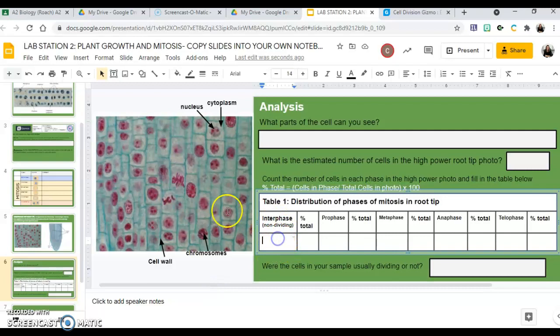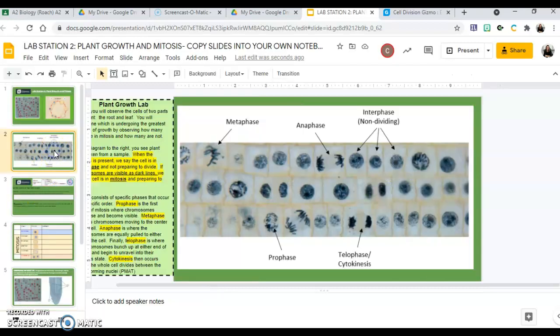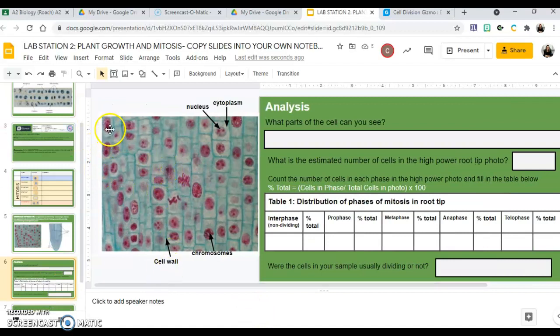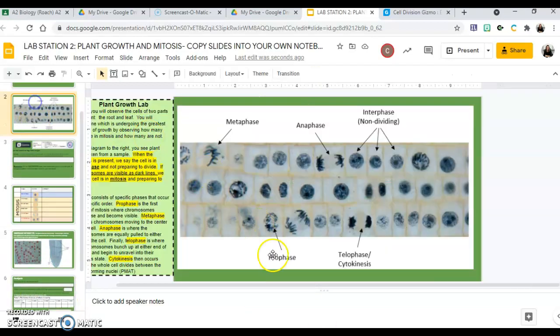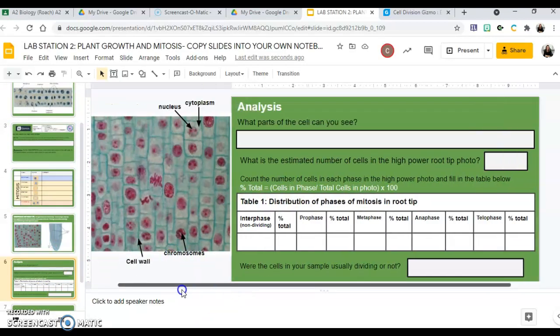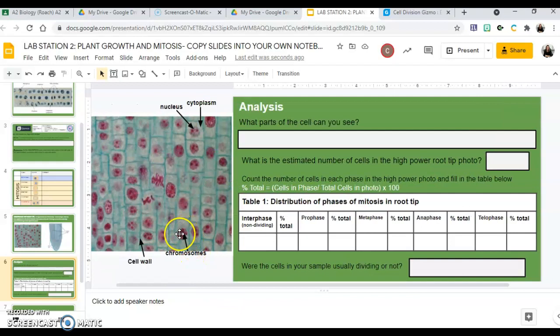So interphase. If you don't remember what cells in interphase look like, go back to this photo, right? And that's what an interphase cell looks like. So then you're going to come back to the photo here and count. Most of your cells are going to be in interphase. They're not dividing. Then you're going to look for prophase. Again, look over here, prophase. Kind of looks like interphase, except it's not such a nice circle, and we can see those chromosomes, the noodle-looking structures in there. This one's a good example of a prophase. So you're going to count how many in prophase.